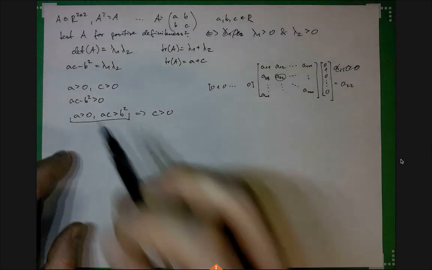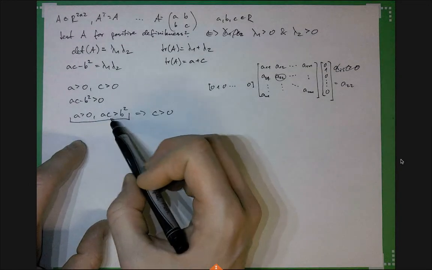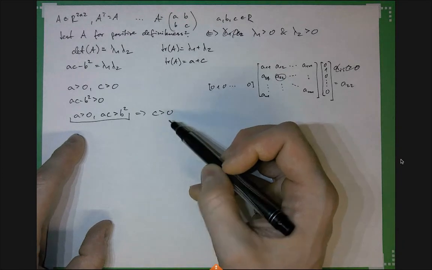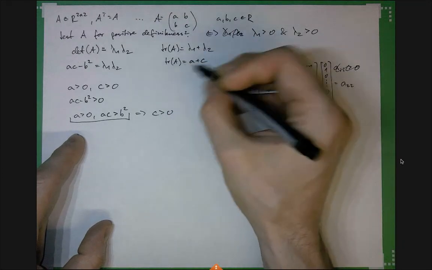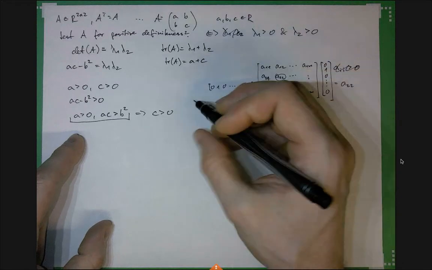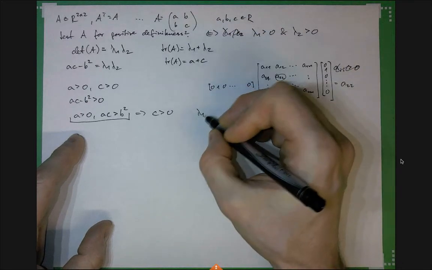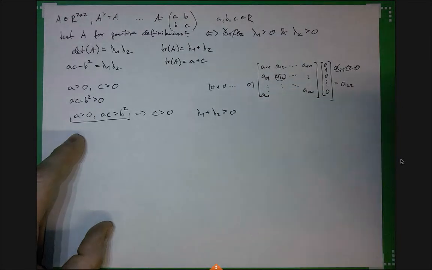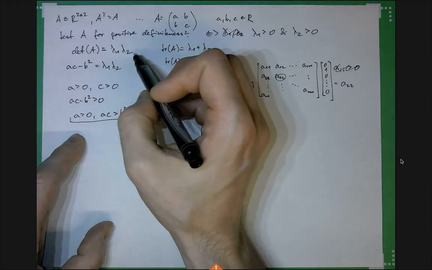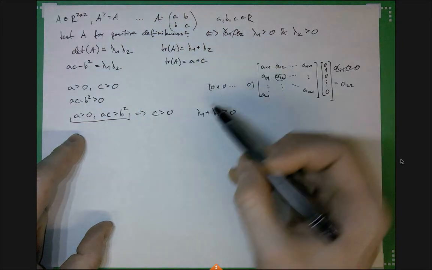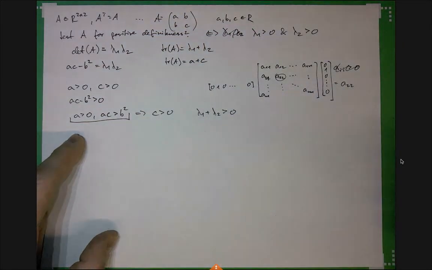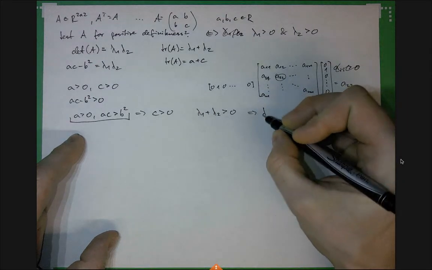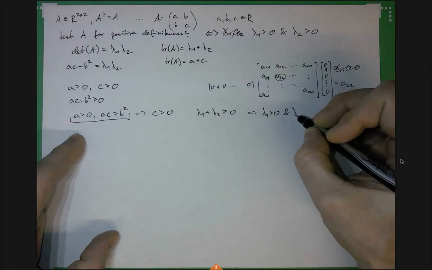So maybe in the interest of time, I will just say it here. If we know that A is positive and AC is greater than B squared, then from this follows that C is positive, right? And because the trace of A is A plus C, and it's also lambda 1 plus lambda 2, that means that lambda 1 plus lambda 2 is also positive, right? So it cannot be the case that they were both negative, because then lambda 1 plus lambda 2 would also be negative. So it must be the case that both lambda 1 is positive and lambda 2 is positive.